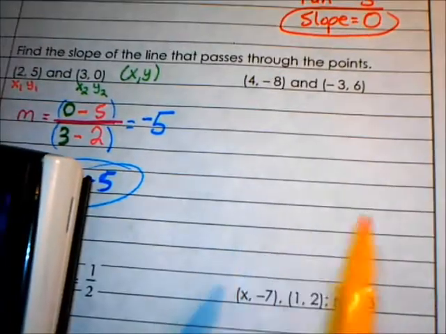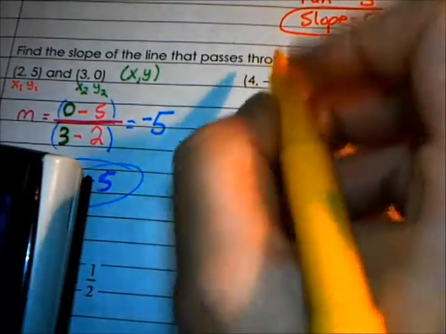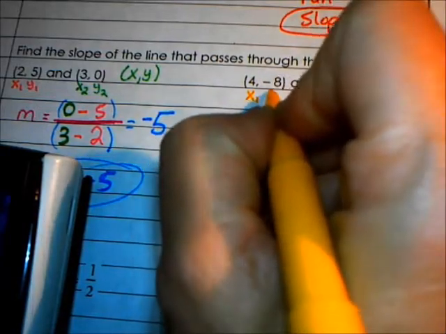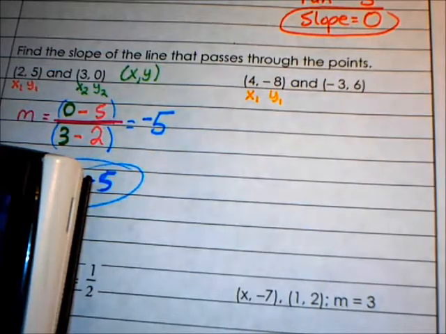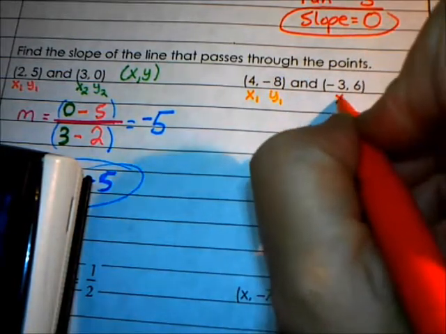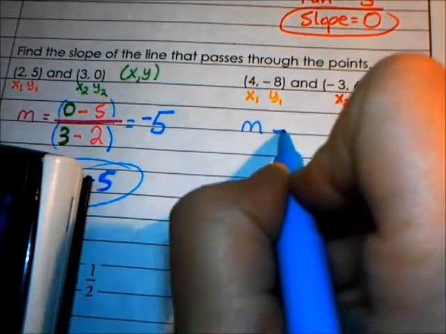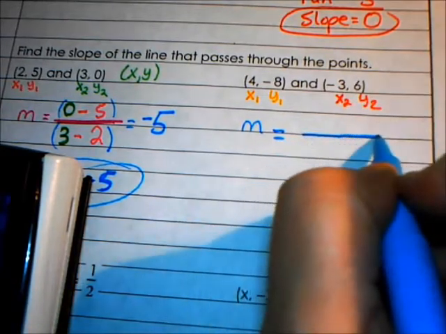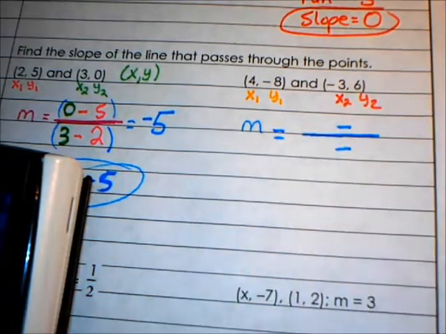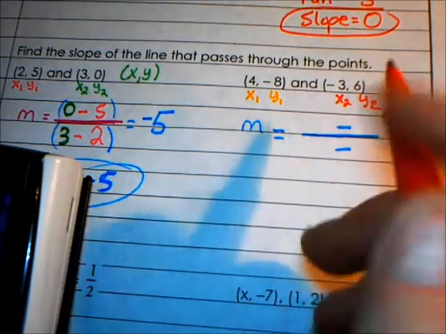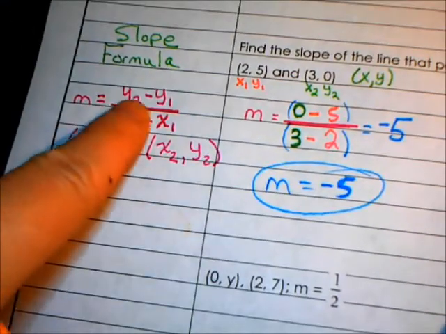Okay, I'm going to practice this again on the second one. We'll label my points x1, y1. And the second coordinate, I want to say, is x2 and y2. And my formula is m equals, okay. So it calls for y2 first. If you look over here, y2 minus y1.